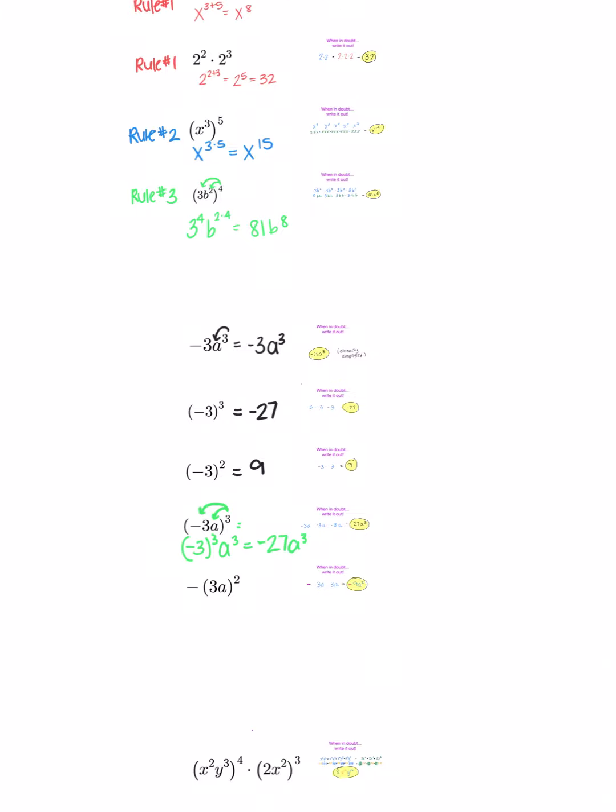For this last one, just remembering always to bring down that negative. It is not part of the parenthesis, so you are not going to square the negative. Using rule number 3, we will apply that squared to each thing in the parenthesis. We would have 3 squared and a squared, which would simplify down to -9a squared. Again, the same thing that we got when we wrote it out.